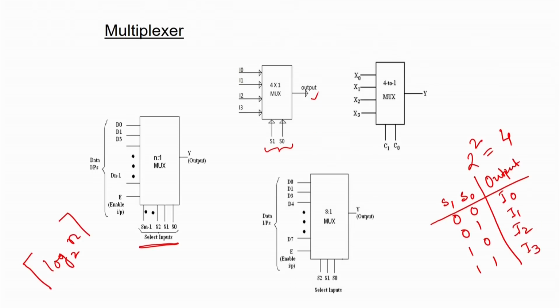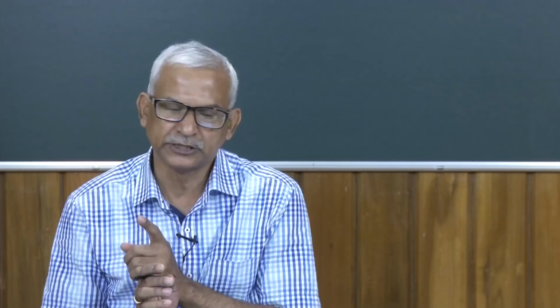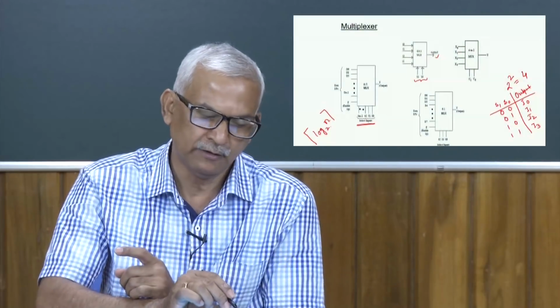So, what is the input, output and select line relationship? We have n input lines and one output line. To transfer any one of these input lines to the output line, we need a select signal or control signal. What is the number of control signals? It is ceiling of log2 n.